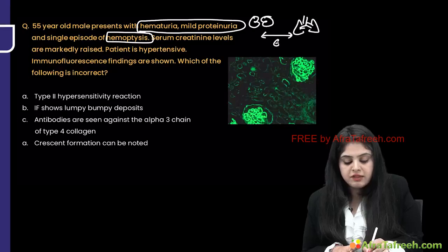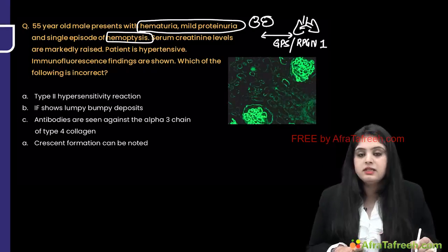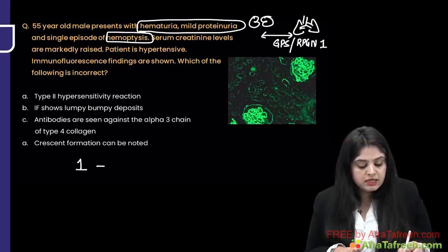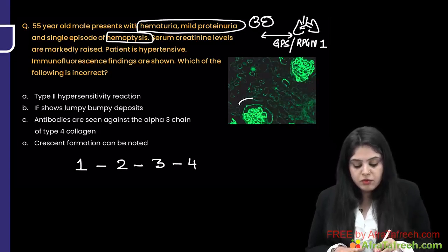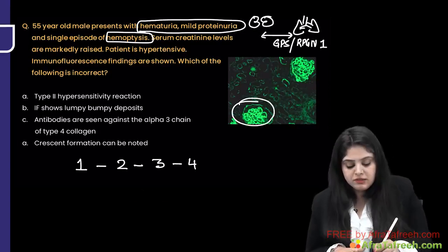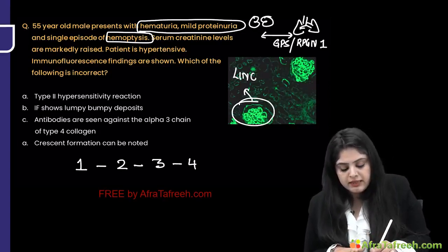Are we still somewhere in GPS? Goodpasture syndrome means RPGN type 1. Think of the 1, 2, 3, 4 mnemonic immediately. You have an immunofluorescence also shown. Which pattern is this looking like? This is looking like the linear pattern.